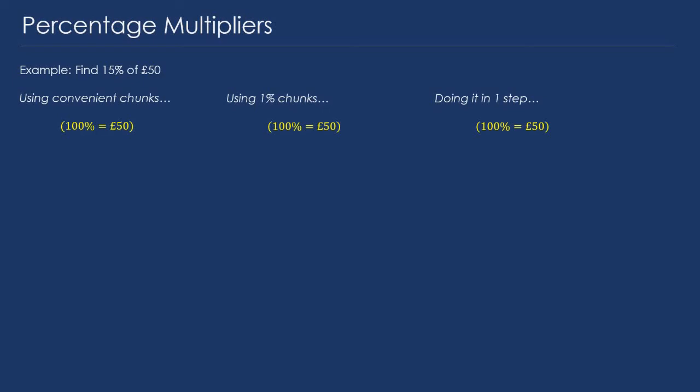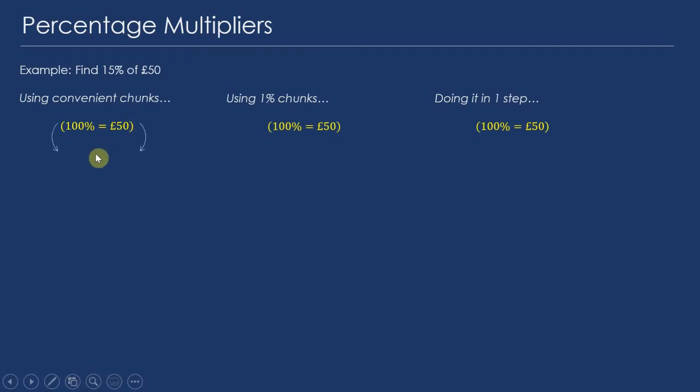Okay, so here's an example we're going to introduce it with. We need to find 15% of £50. So the way you might have done this before is to find nice easy chunks that make up 15%. Now, the original amount is always 100%. It's important to start there.